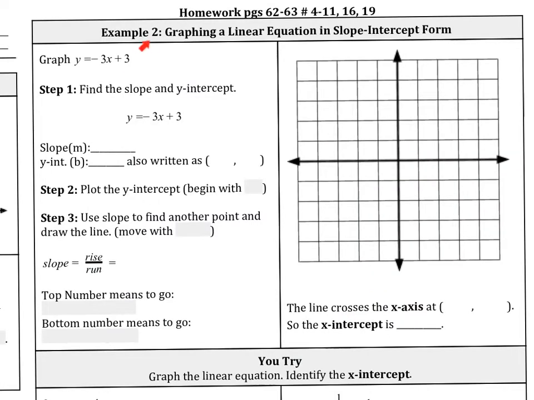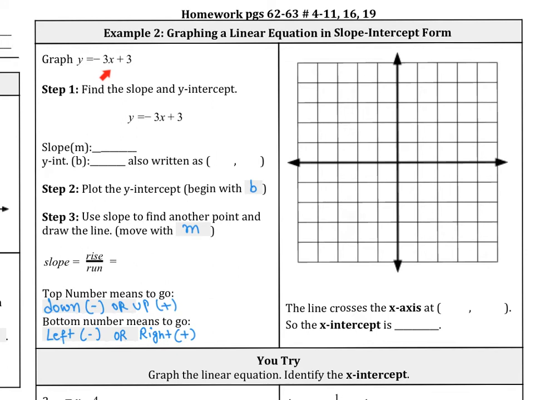Now let's do example number 2, graphing a linear equation in slope-intercept form. Graph y equals -3x plus 3. Find the slope and y-intercept. If you compare this with y equals mx plus b, you're going to see that the slope is -3 and the y-intercept is 3. You can also write -3 as -3/1, and the y-intercept can also be written as (0, 3).